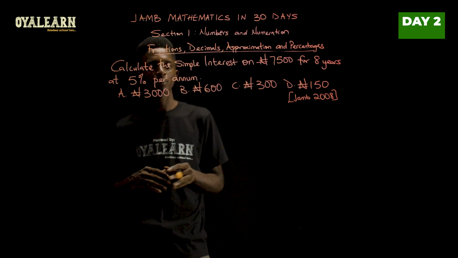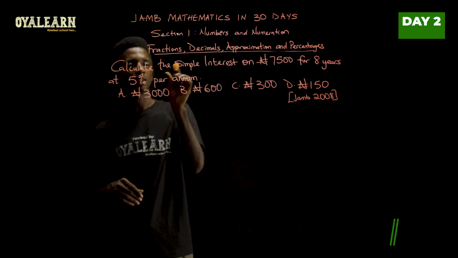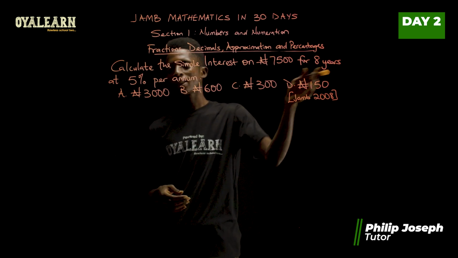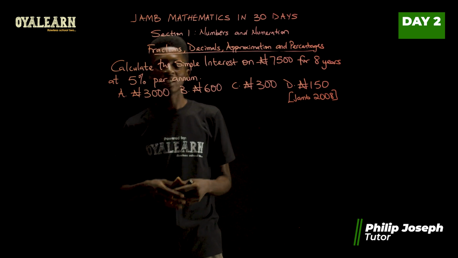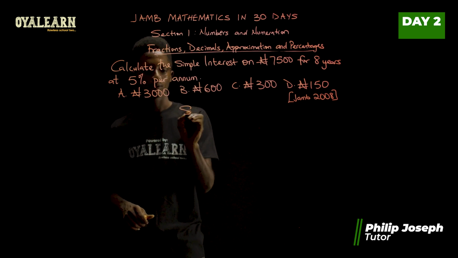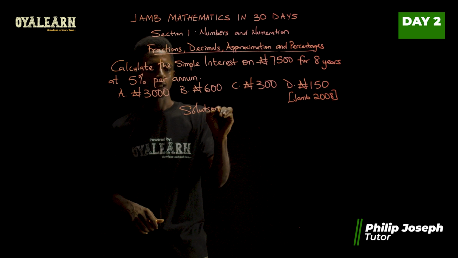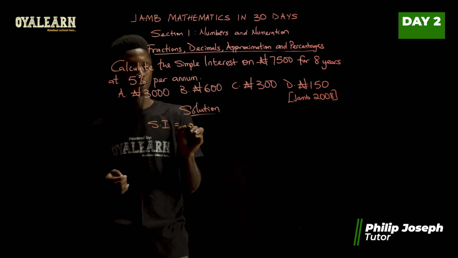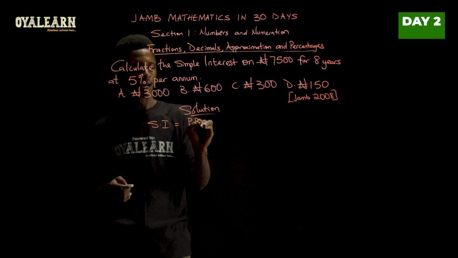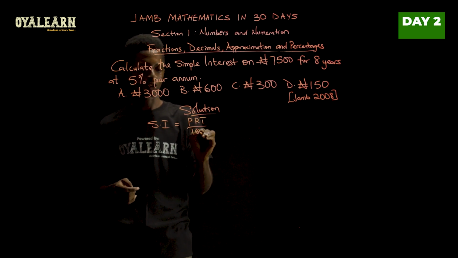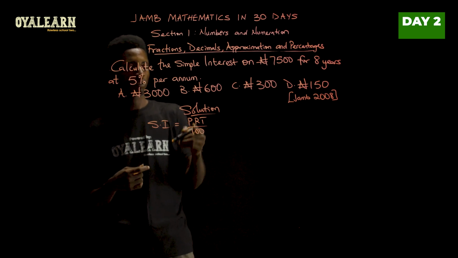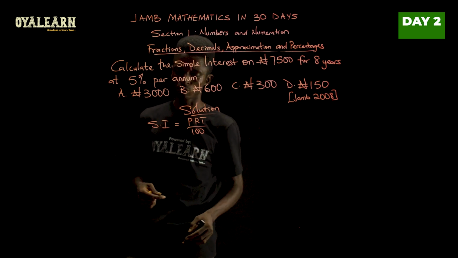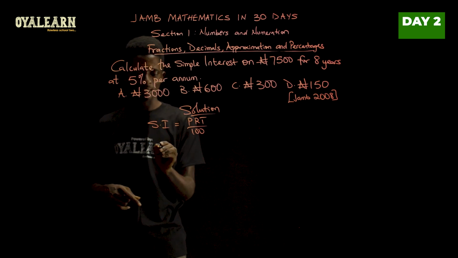This question from Jamb 2008 asks to calculate the simple interest on 7,500 naira for 8 years at 5% per annum. Now, simple interest is given by PRT over 100, where P is the principal, R is rate, T is time in years, over 100. So now let's find the simple interest.